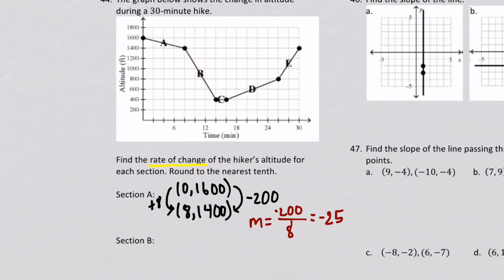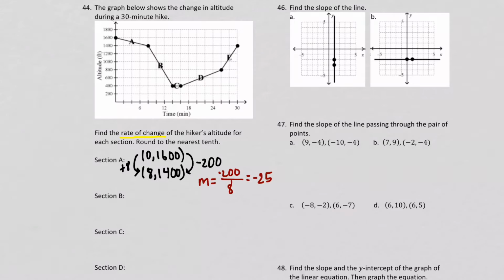Okay. All right, moving on to part B. Looking at part B, I can see that the beginning point is the same as the end point of part A, so 8, 1400. And the ending point of part B is way down here. So since this is going by 2's, this is 14, 400.